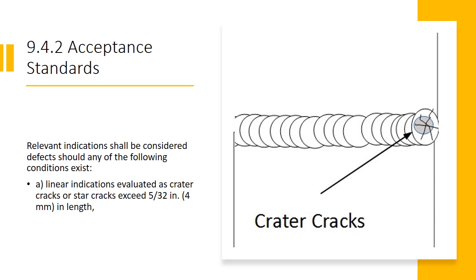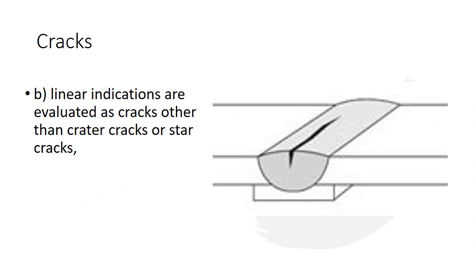Acceptance standards. Relevant indications shall be considered defects should any of the following conditions exist. A linear indication evaluated as crater cracks or star cracks exceeding 5/32 of an inch in length. Anything bigger than 5/32 of an inch in length as a crater crack or a star crack, you've got to kick it. It's rejectable. Cracks. A linear indication evaluated as cracks other than crater cracks or star cracks. So if it's a crack, it's a defect. It's got to go. Cracks are not good.